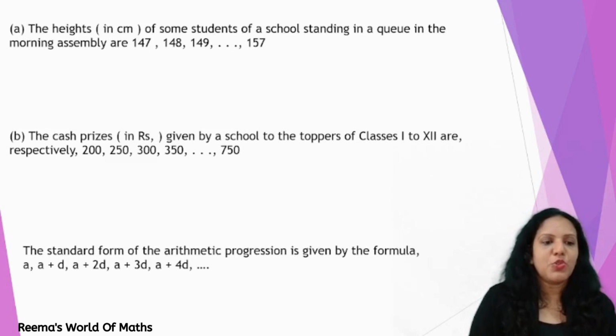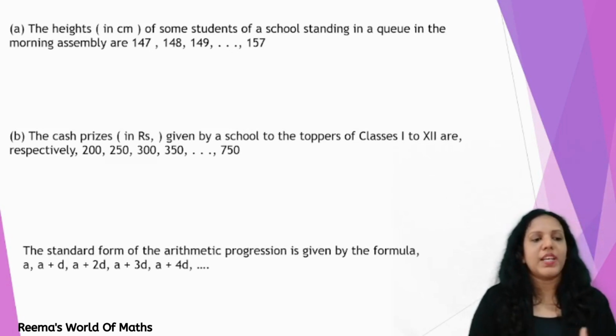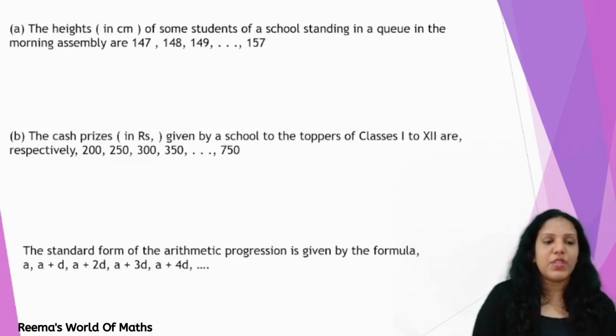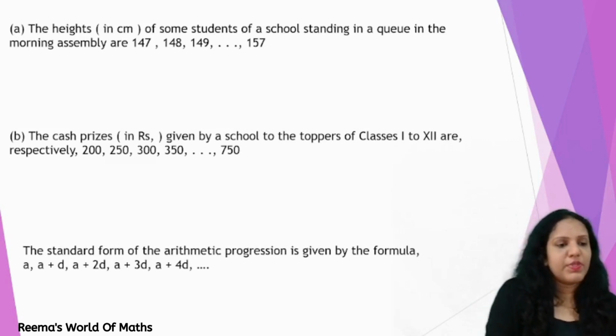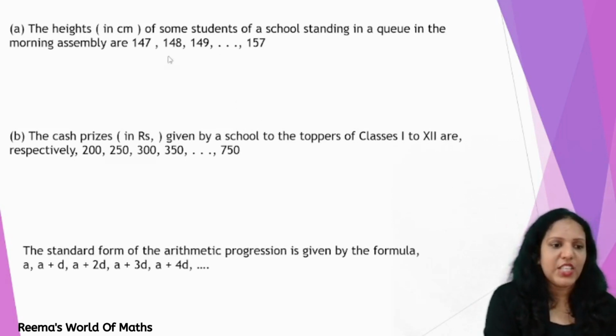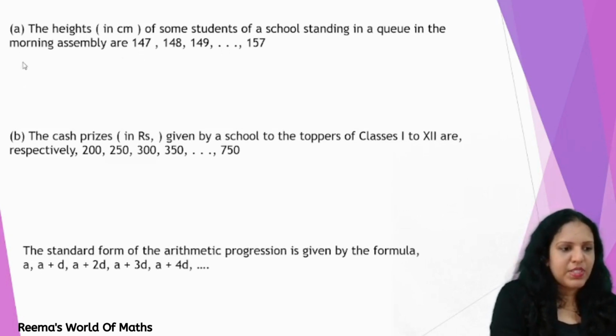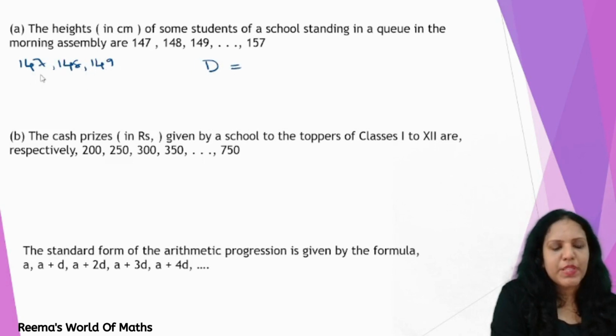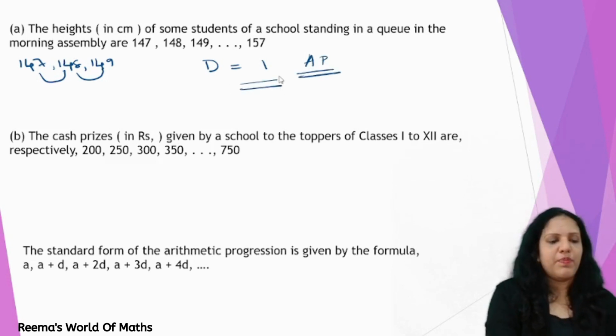The heights of some students of a school standing in a queue in the morning assembly are 147, 148, 149 and 150. So can we see an arithmetic progression here? The first term is 147, the second term is 148, then 149. So the common difference, which is denoted by D, between two consecutive terms is 1. Correct? Here also it is again 1. So yes, this is an arithmetic progression, and the common difference here is 1.